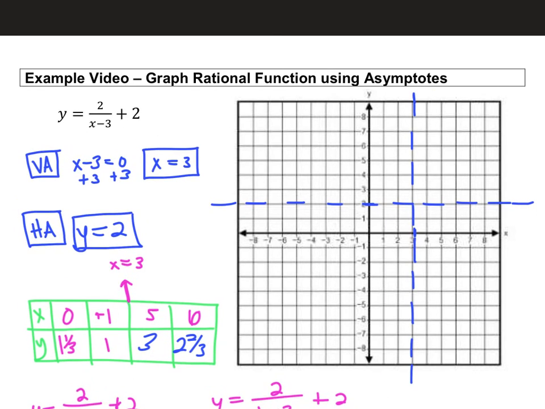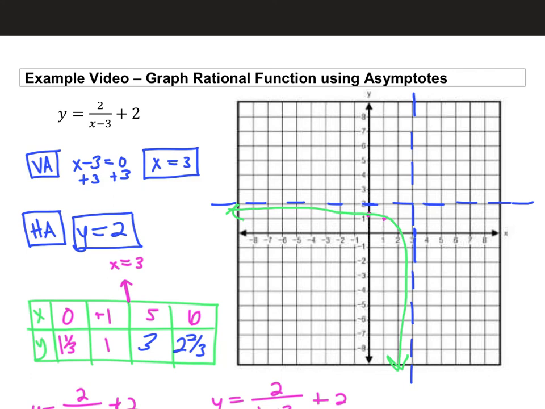So now we're going to plot these points. Let me just change colors. I'll use pink. All right, so I'm going to go with this ordered pair first, 0 and 1 and 1/3. So 0 and up 1 and 1/3. I am doing some estimating, but I know it's going to be between the 1 and the 2, about 1/3 of the way up. 1, 1, that was an easy one to plot. So I can see where this curve is going to go. I'll go ahead and draw this curve in like so. And I'm staying on the inside of those asymptotes, just slowly approaching those but never touching.